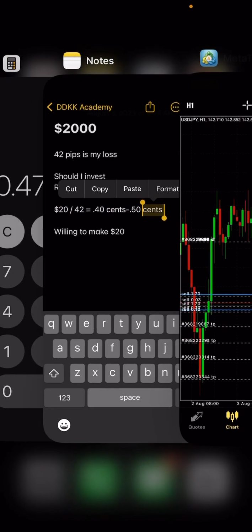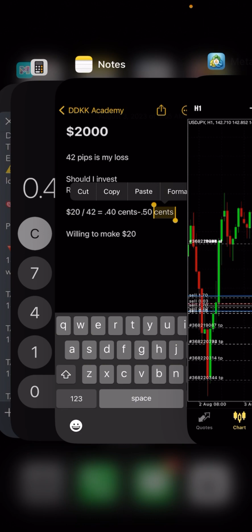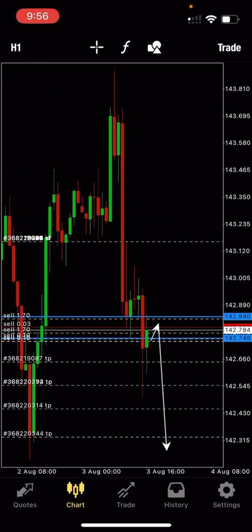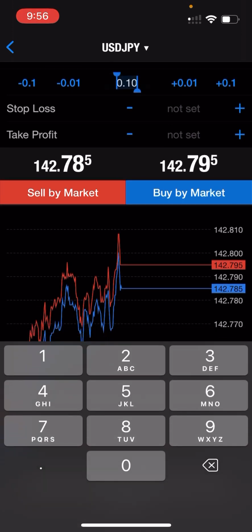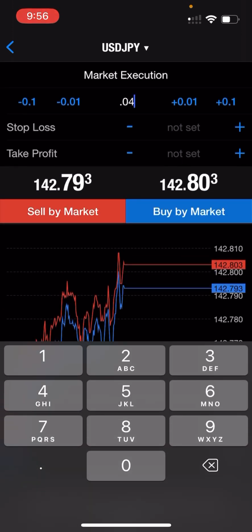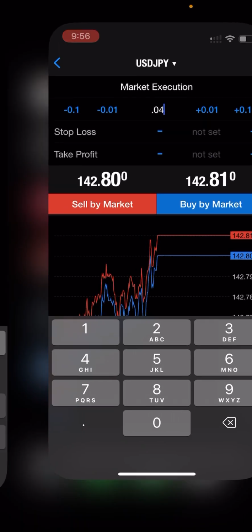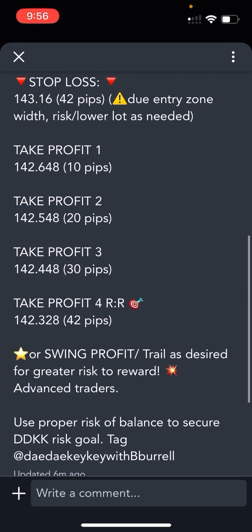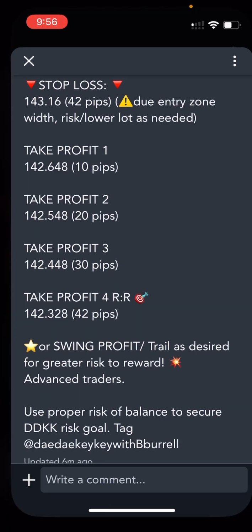So let me use the example. All right. So if I had, in theory, $2,000 in my account, I'm going to come here. I'm going to press trade. I'm going to change this to 40 cents. All right. 0.04 in day trading equals 40 cents. All right, the stop loss from the signal right here at the very top is 143.16.